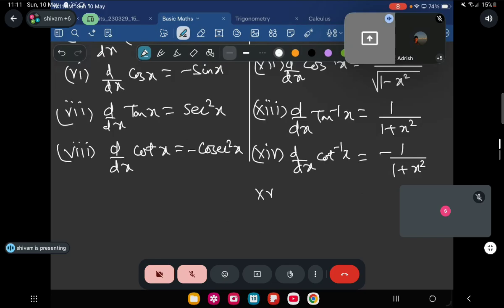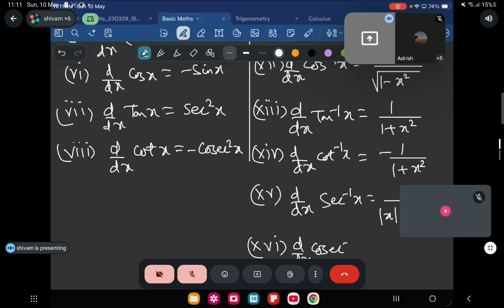Number 15, dy/dx of sec inverse x will be equal to 1 by mod of x into root over x square minus 1. And lastly, 16, dy/dx of cosec inverse x will be equal to negative of what you have written for sec inverse, that is, root over x square minus 1. These are some standard results. By looking at standard results, people can understand how much you need to practice from differentiation. Then only this will be there in your head.